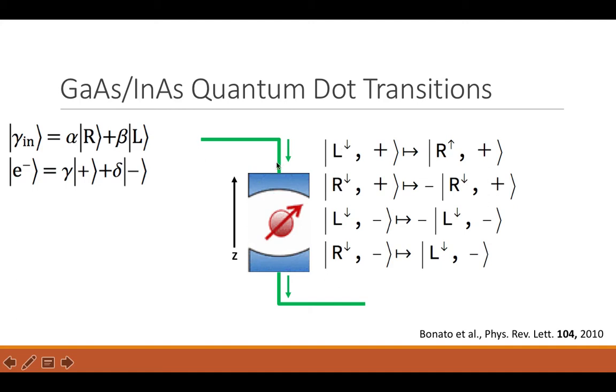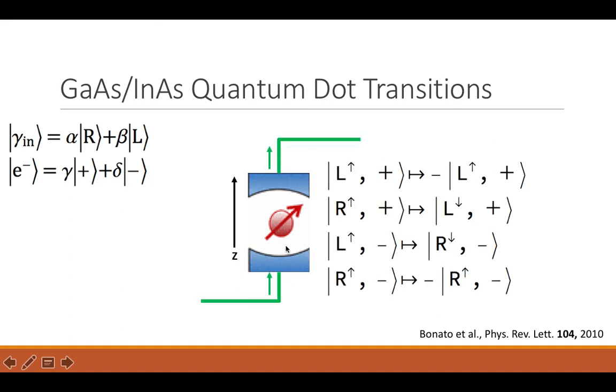So looking at this top row, if we send in left-handed light and we set up our quantum dot to be in the spin-up state, then our photon is actually going to reflect and change its polarization. Whereas if we send down right-handed light with a spin-up state, we're going to transmit through the quantum dot and pick up a phase shift. And so those are the two transitions that can happen. You either reflect or you transmit. And in any of these cases, actually, the electron state stays the same.